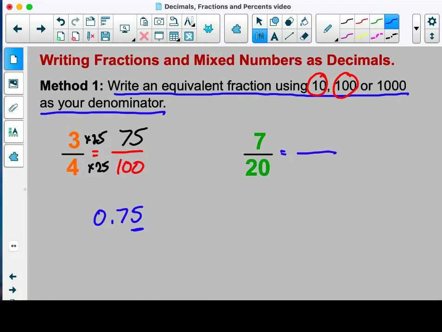Here, I want to go from a 20 to a 100. Well, to go from 20 to 100, I multiply times 5. So I do the same thing up top, and I get 35 hundredths. And again, say it in words, 35 hundredths. So 35 that ends in the hundredth spot. The 35 is the number, the decimal. The hundredths is where it ends. It ends in the hundredth spot.